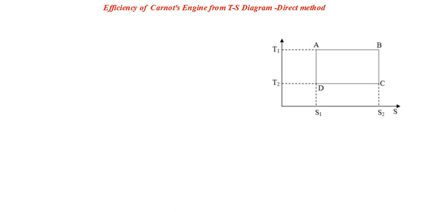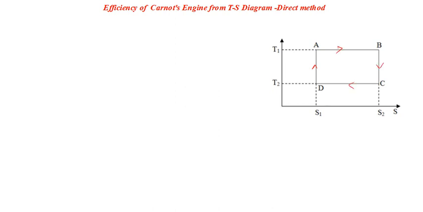I have labeled it as A, B, C, D. So T1 is the higher temperature TH here, and T2 is the lower temperature here. S1 is the entropy initially, and S2 is the entropy finally. Okay, so the cycle is going like this.